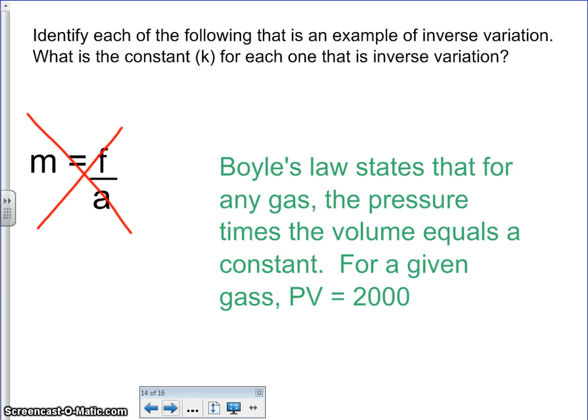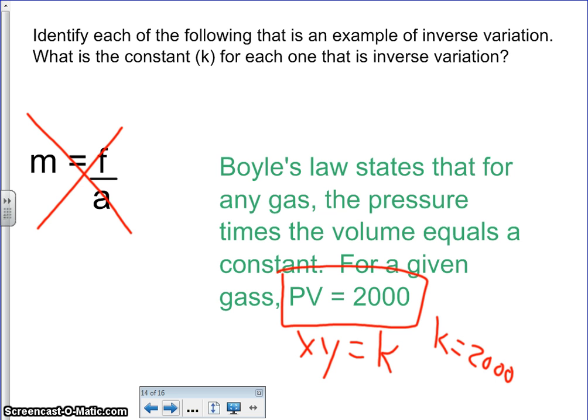The second one says Boyle's law states that for any gas, the pressure times the volume equals a constant. For a given gas, pressure times volume is equal to 2,000. So here's our equation. Is it in the form xy is equal to k? Yes, it is. And in this case, k is 2,000.